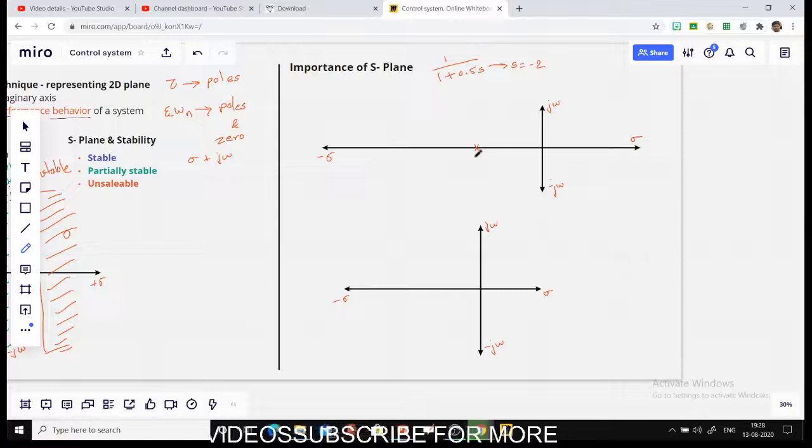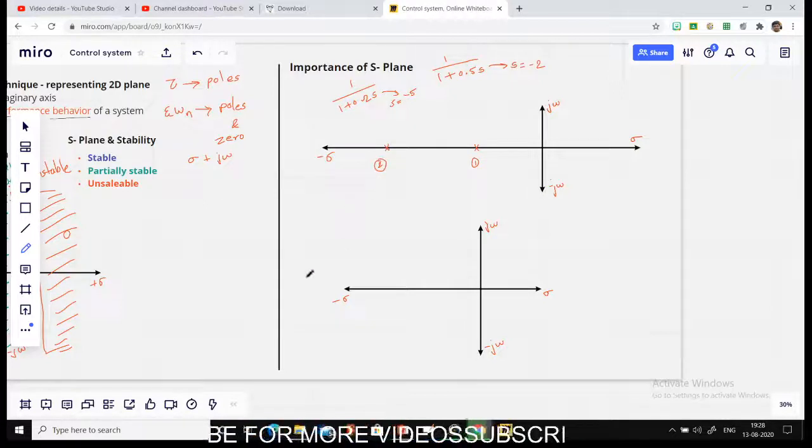Let us take one more system to compare. I have 1 upon 1 plus 0.2 s, which has a pole value of minus 5. S is equal to minus 5, and that can be represented here. So this is my first system and this is my second system.